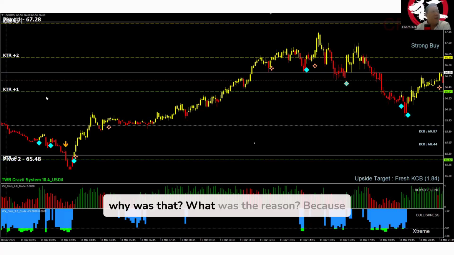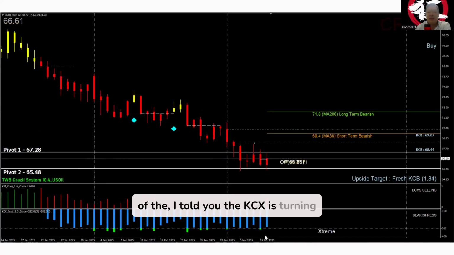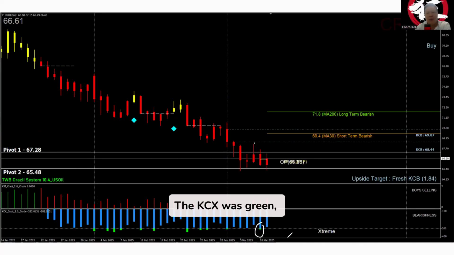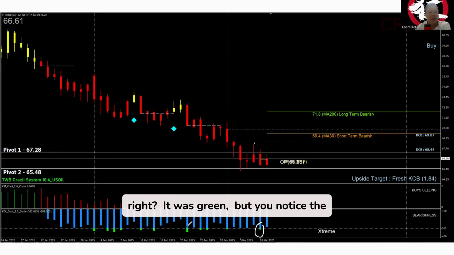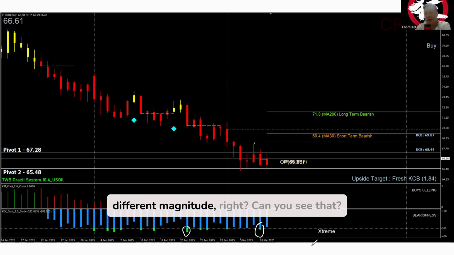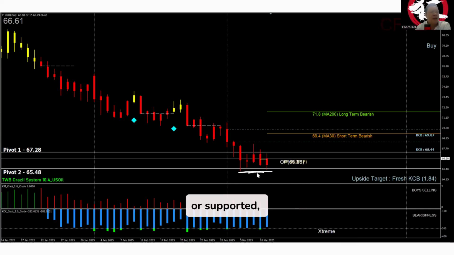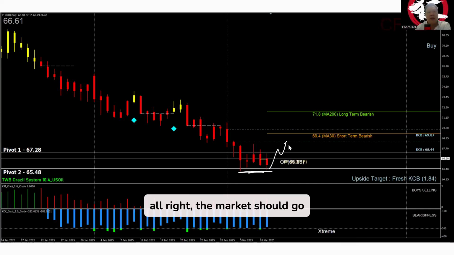So what was the reason? Because I told you the KCX is turning up. Remember? The KCX was green, but you notice the green compared to the green here is a different magnitude. Can you see that? And of course, the next thing is you can see the market now no longer has the green KCX. So this is one very good sign that's happening. And when the crude oil is recovering or supported, the market should go back up again. And if it goes back up, the stock market will also benefit. So just take note of that.